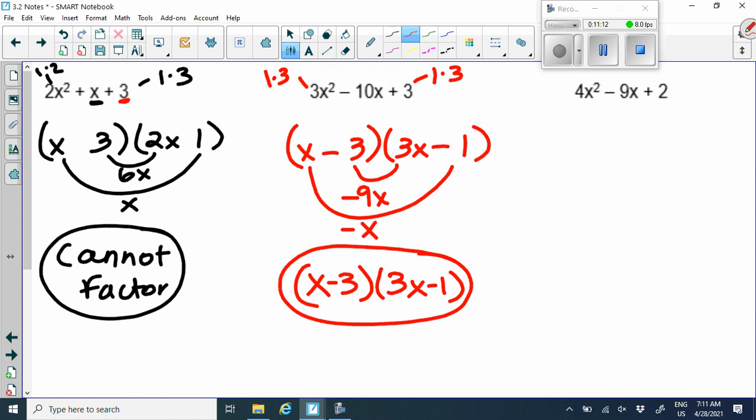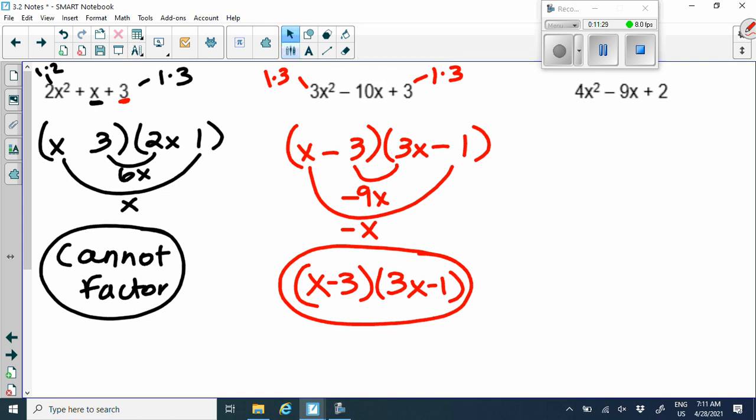So notice, just going back as we did with our first section when a did equal 1, we are taking trinomials. Remember, trinomials means 3 terms, and we are factoring them to create 2 sets of binomials. Remember, binomials means 2 terms.